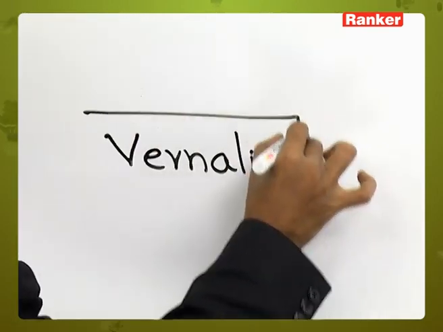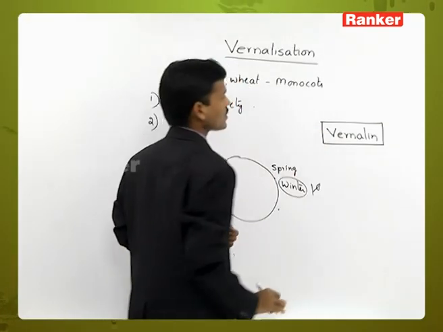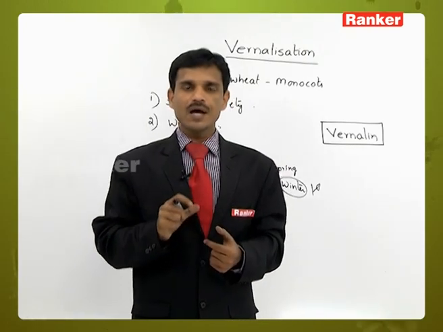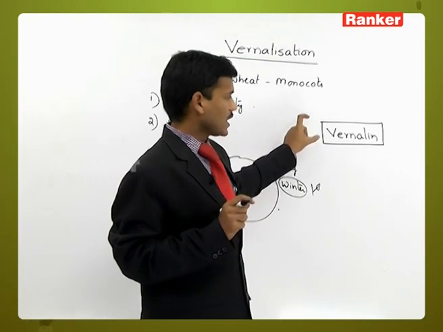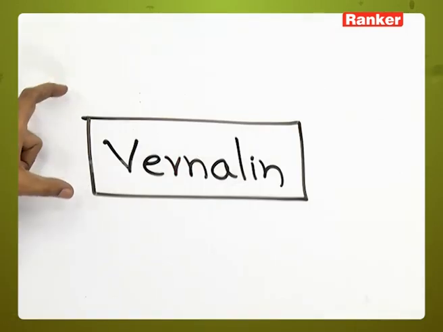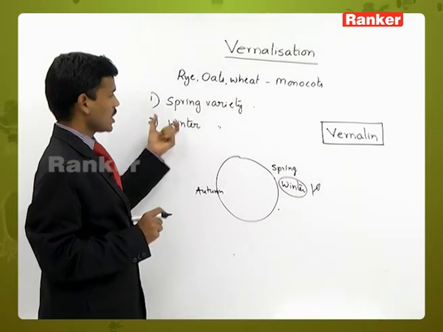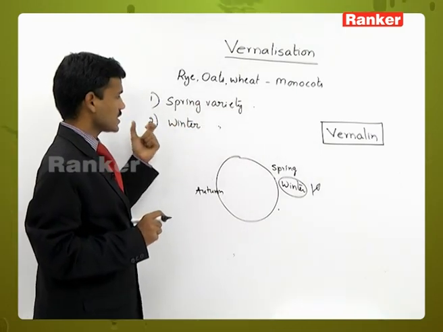Vernalin is one hormone. The Vernalin hormone is produced at low temperature, and it induces early flowering, or the flowering is initiated. That's why in wheat plants, or in monocot plants, two varieties are there: spring varieties and winter varieties.